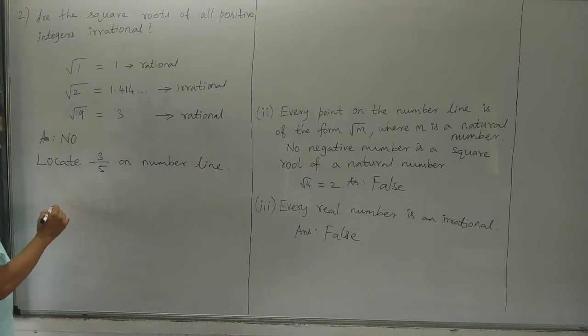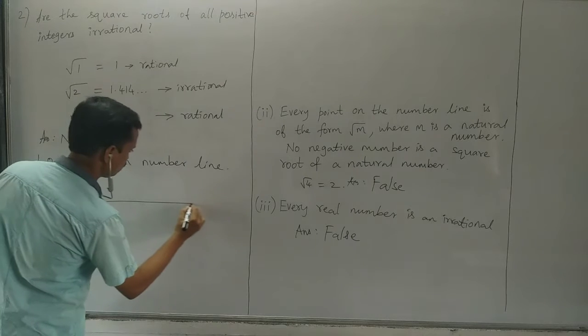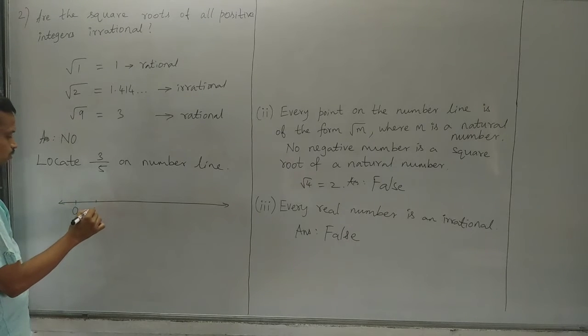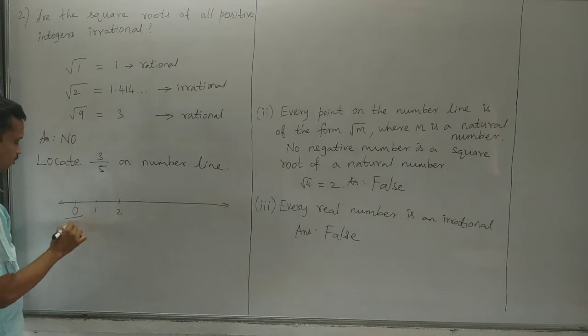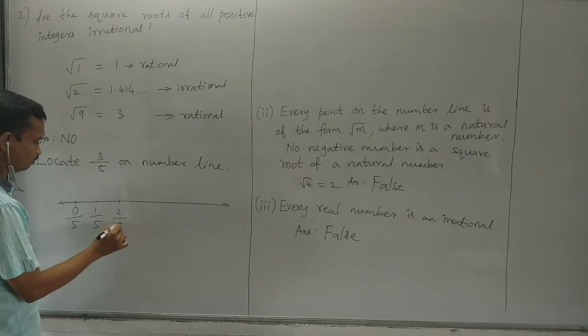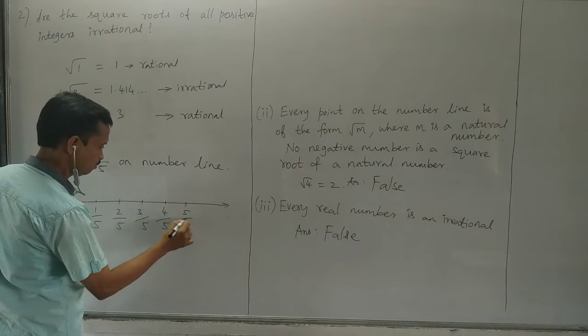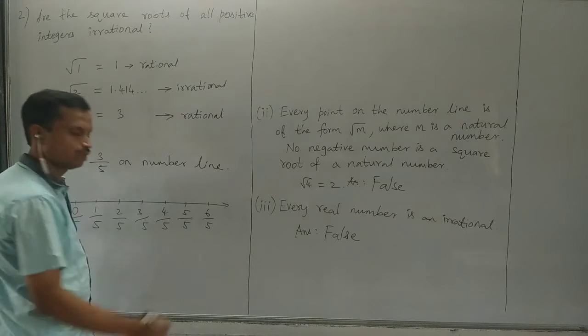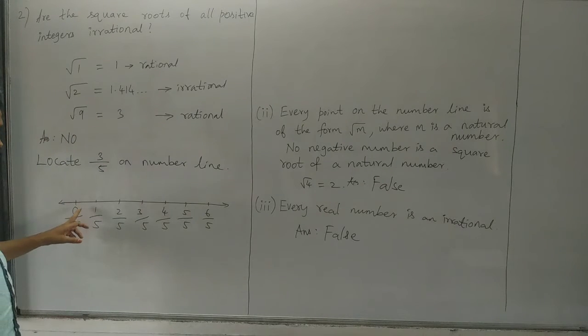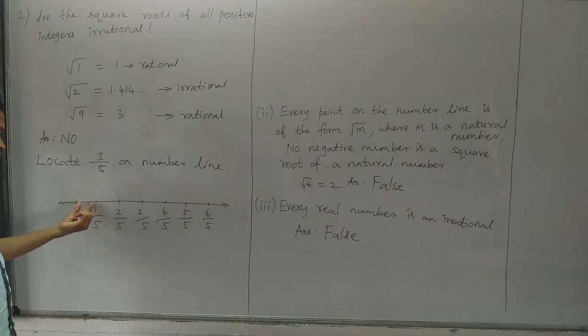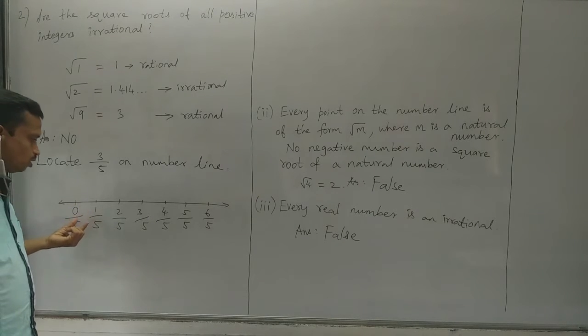So, how to locate this? For this, you have to draw a number line. From 0, it is the positive side. So, from 0 you can mark 0 by 5, 1 by 5, 2 by 5, 3 by 5, 4 by 5, 5 by 5, 6 by 5, like that. We graduate it with equal parts, with 1 cm gap, and we can note all the points.